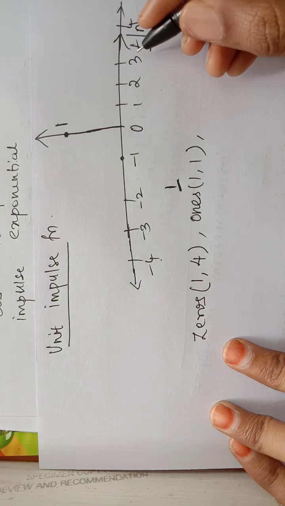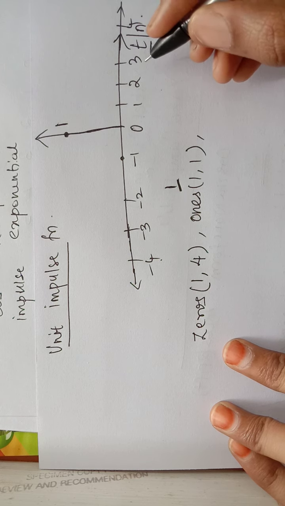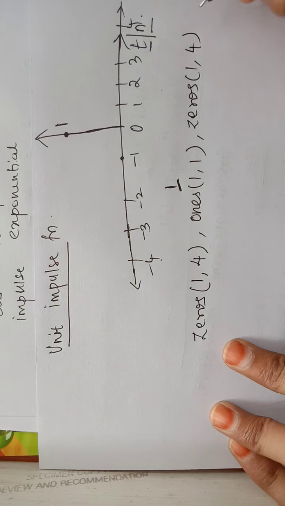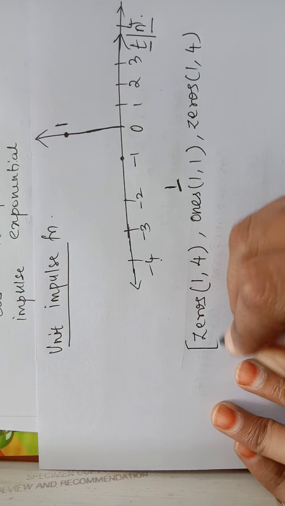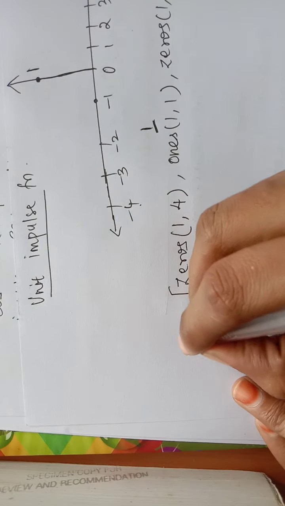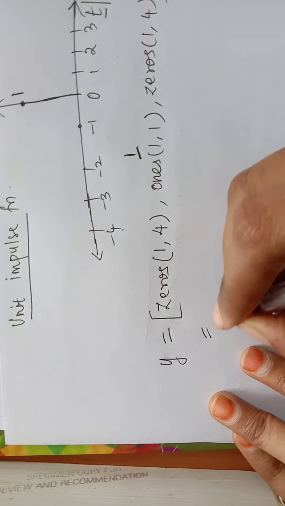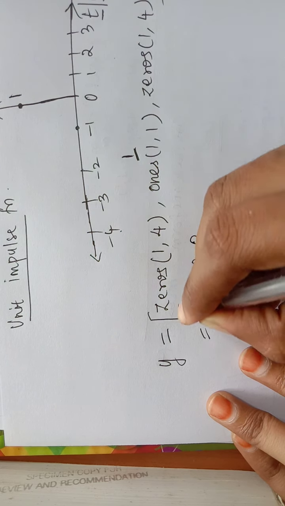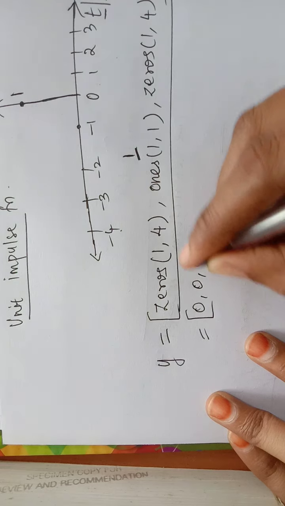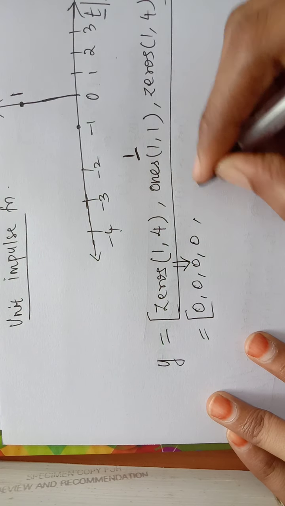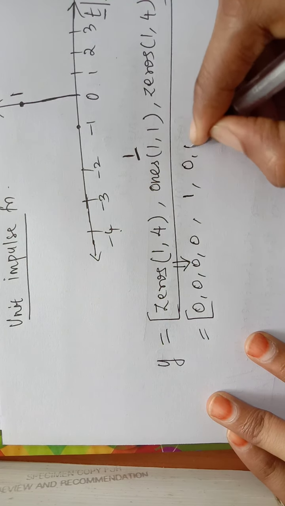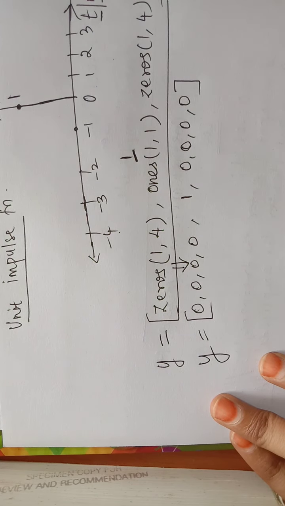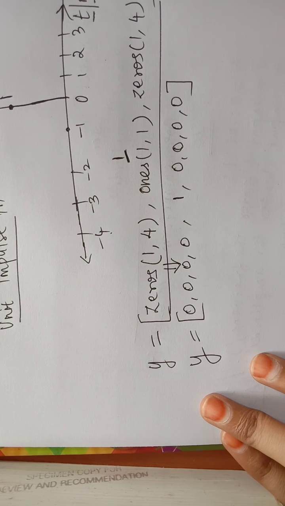Now what value do you need to get? Again zeros. So how many zeros? Similarly here I need zeros of 1 comma 4. If I put a square bracket and assign it to some other variable y, what will I get? I will get 4 zeros, then one 1, and then 4 zeros here. So this value is assigned to the variable y.